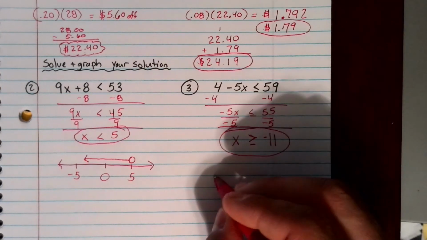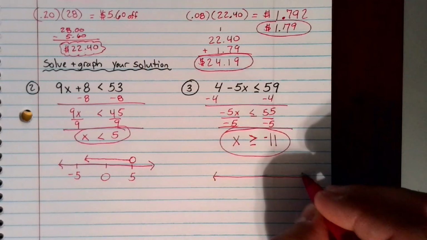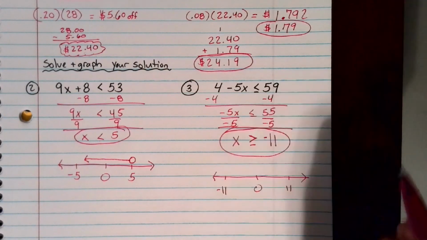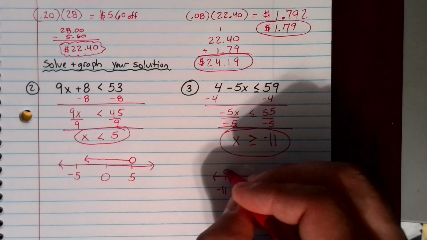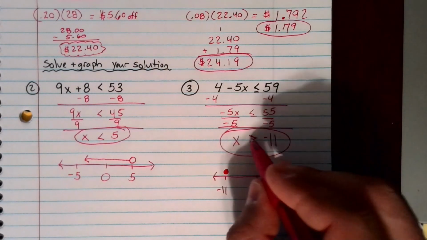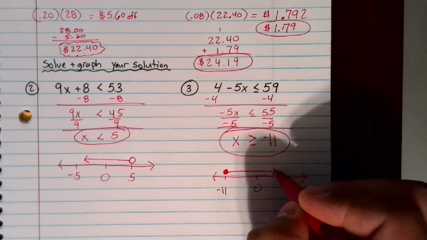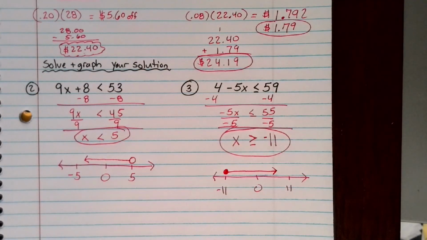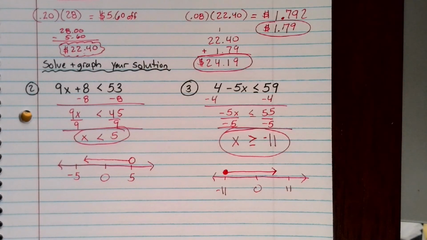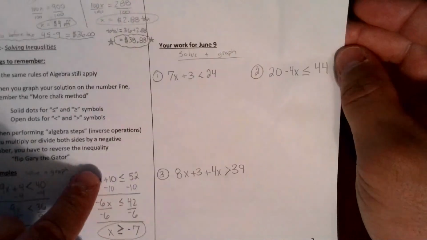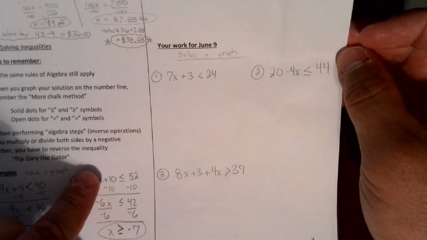So I'm going to count by 11s on my number line just to make it easy. At negative 11, it's a solid circle. And my answer is greater than or equal to that, so my arrow goes that way. Alright, so this last assignment, the bottom of page 3 here, you have some additional examples you can look at, and you have those 3 problems to solve and graph right there on the bottom of page 3.